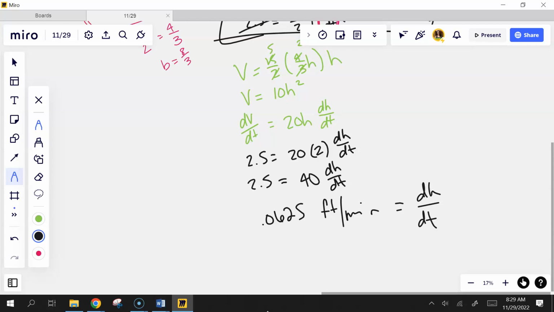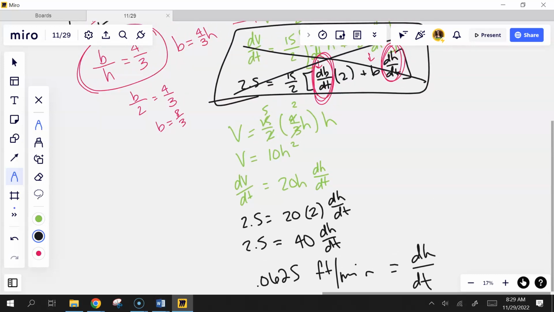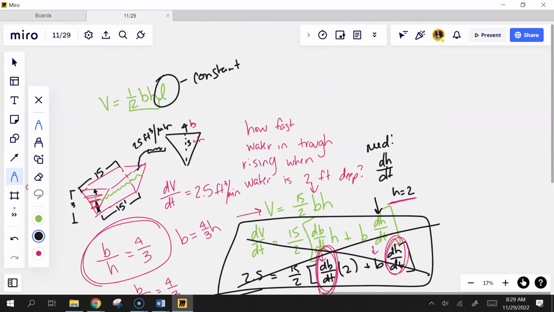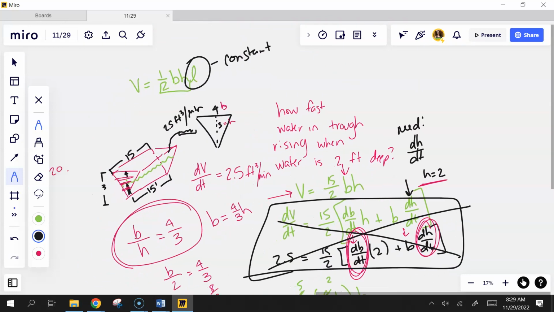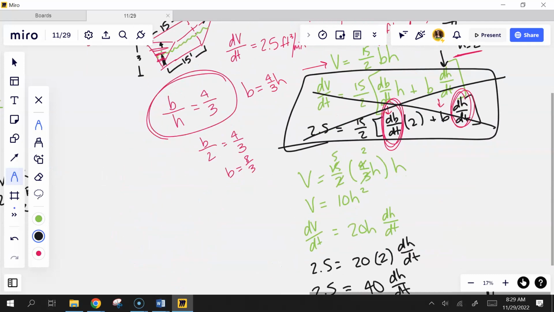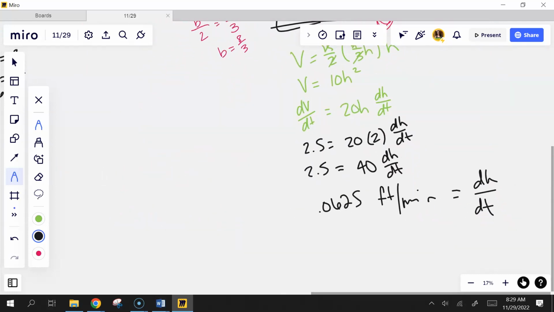Now, in context of the problem, let me explain what this means, because you will be asked sometimes to explain, and you can get a whole point for just knowing how the answer applies to the problem, not even counting the answer itself. So if you understand what it is you're finding, at the exact moment when the height is 2 feet and the volume is increasing at a rate of 2.5 cubic feet per minute, the height of the water in the trough is increasing 0.0625 feet per minute.